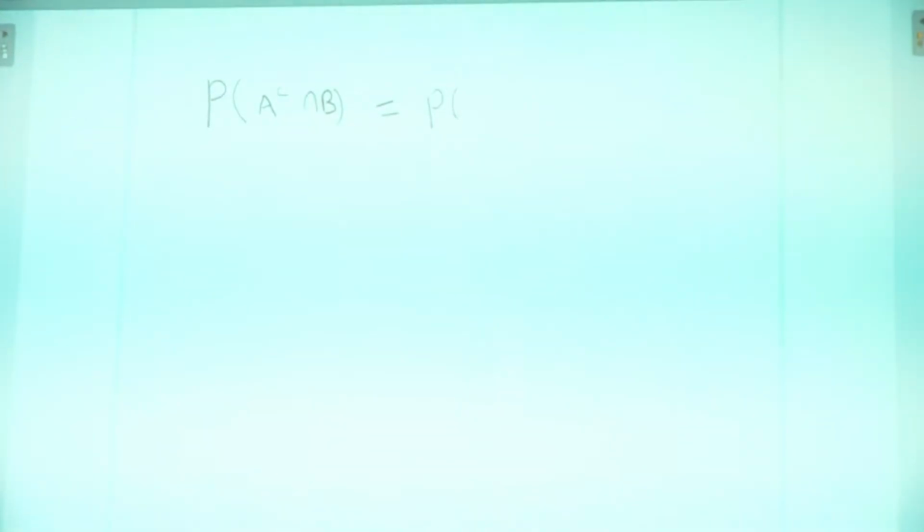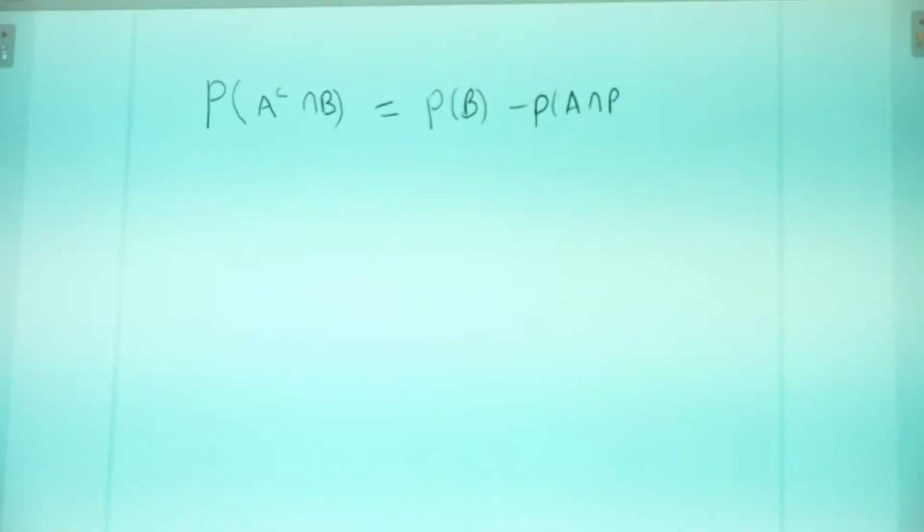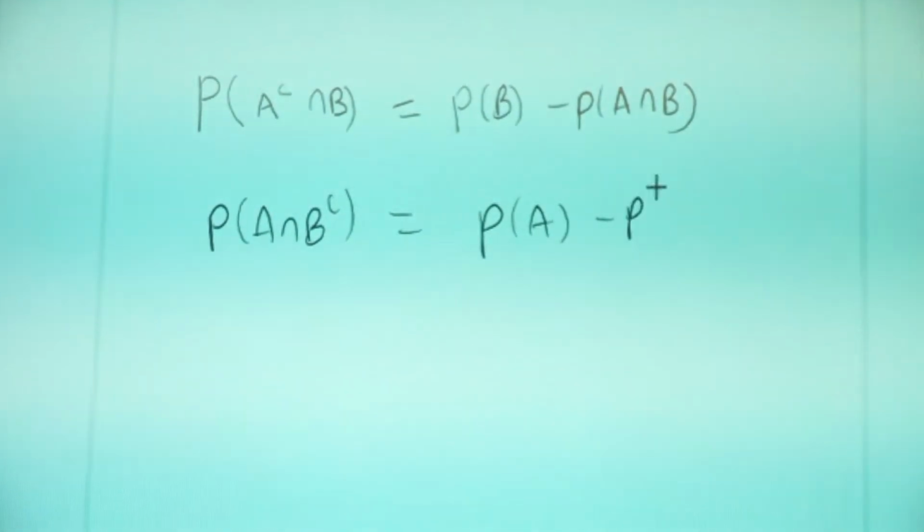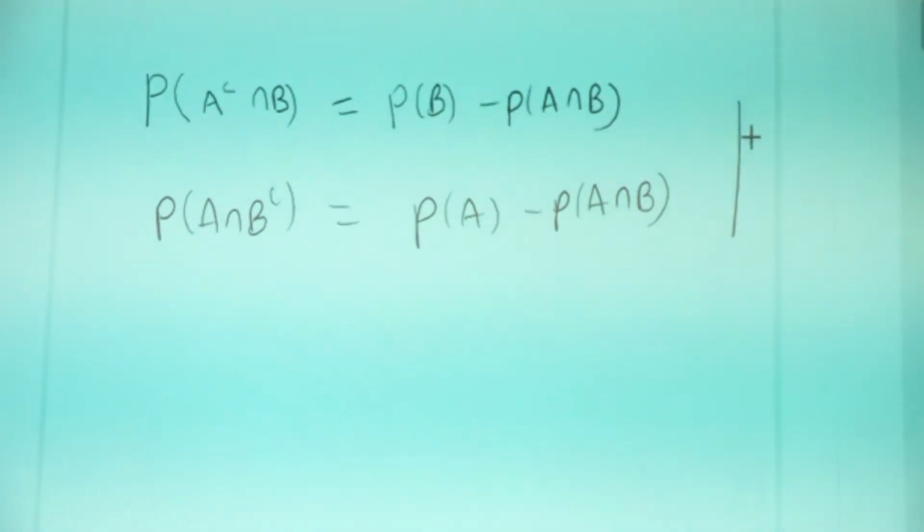Now come to the second one. If he has brown eyes, then what is the chance that he doesn't have brown hair? So how do you represent it? 1 minus P of H by E. You can write it as P of H complement by E, which is P of H complement intersection E by P of E. Now, we have this formula: P of A complement intersection B is equal to P of B minus P of A intersection B. P of A intersection B complement is the same as P of A minus P of A intersection B. How are we getting this?